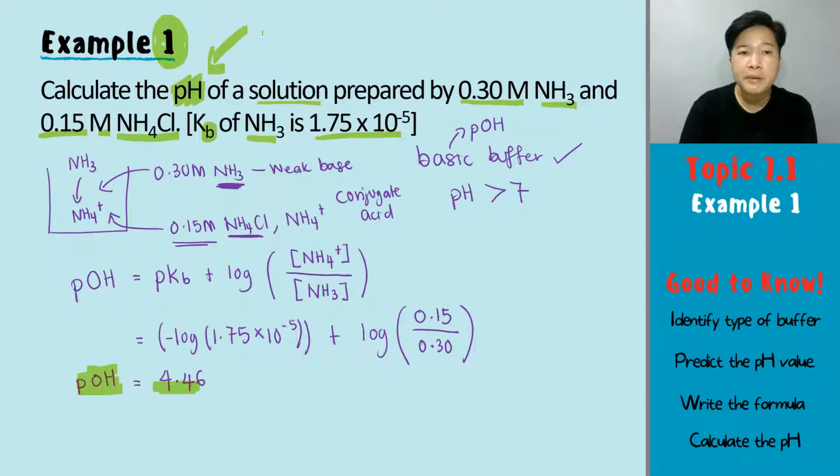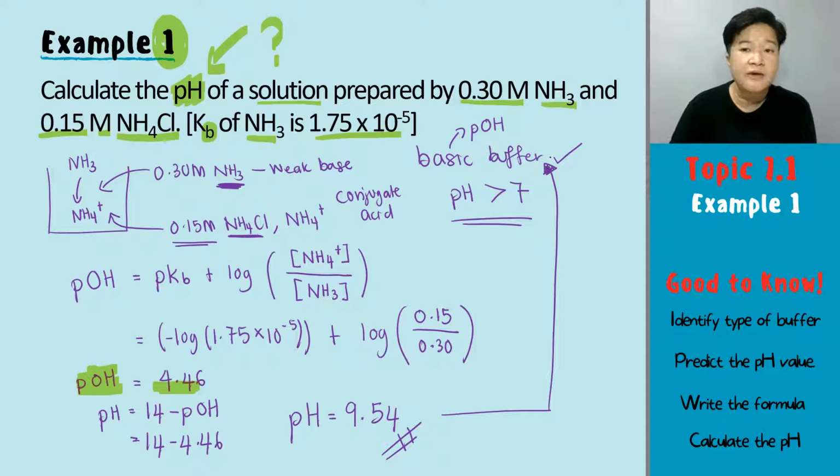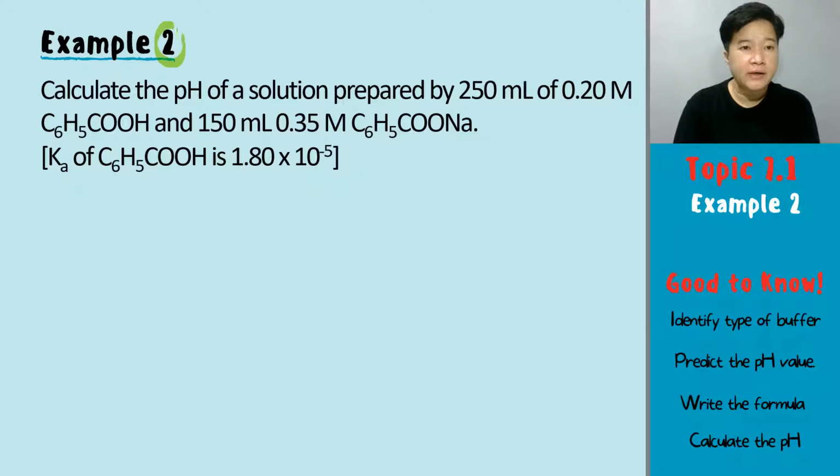The question asks for the pH value. So how can I find the pH value? Simple. pH equals 14 minus pOH, which is 14 minus 4.46. Therefore, the pH calculated here must be more than 7, as we predicted above. The pH calculated is 9.54. This is the pH value for your buffer solution. To be exact, this is the pH value for your basic buffer solution that has the presence of ammonia and ammonium chloride.